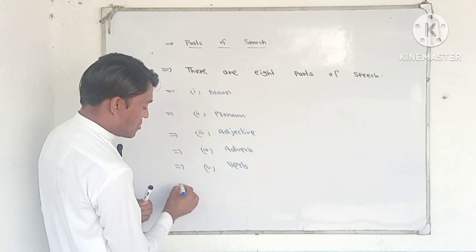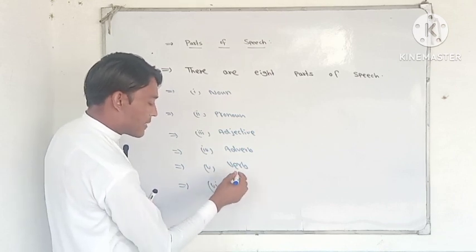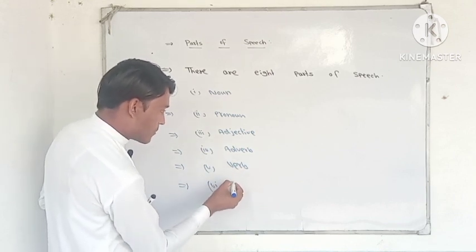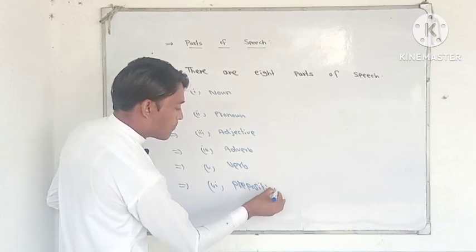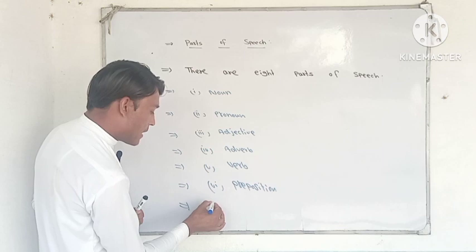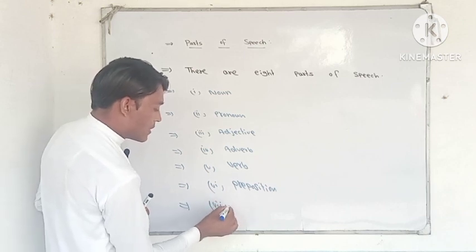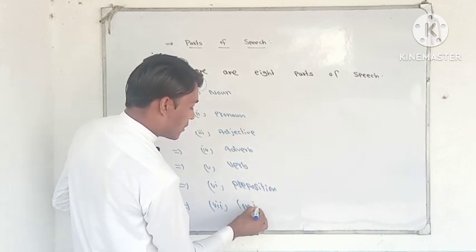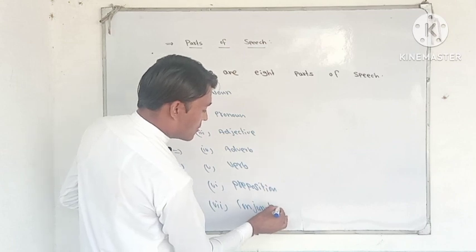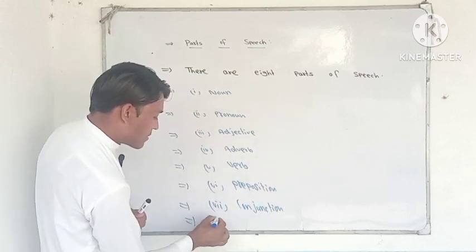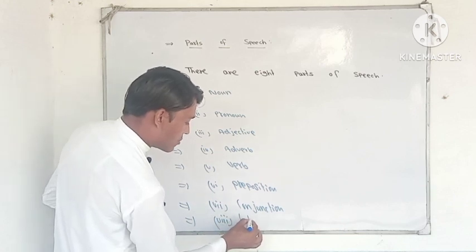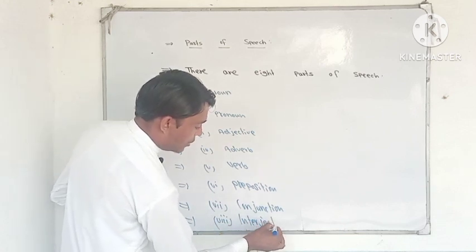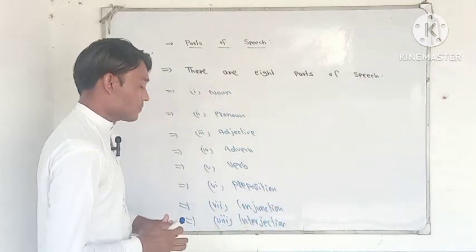The next part of speech, the sixth one, is the preposition. The seventh is the conjunction. And the last part of speech, the eighth, is the interjection.